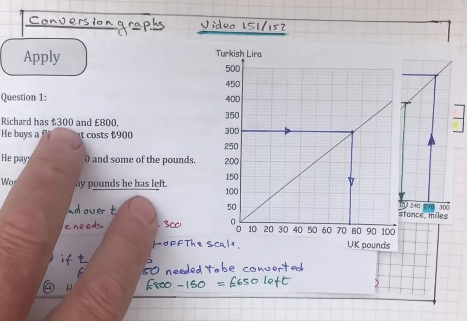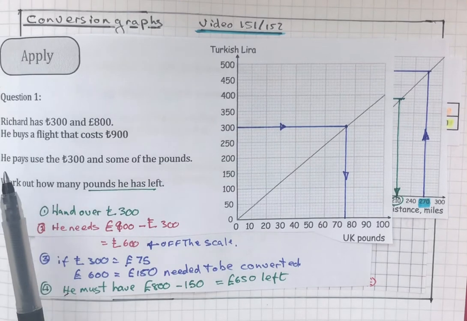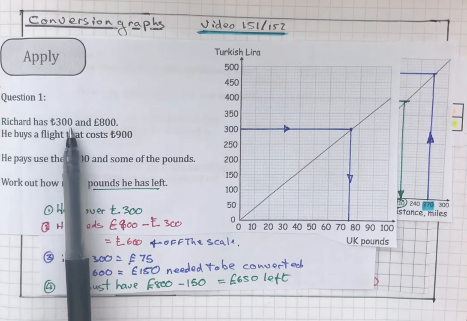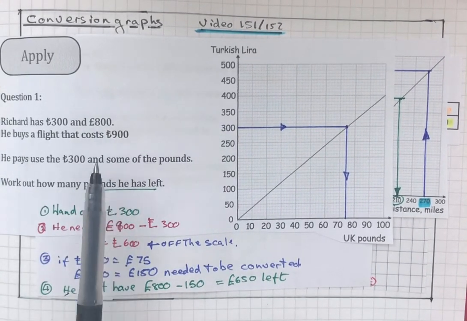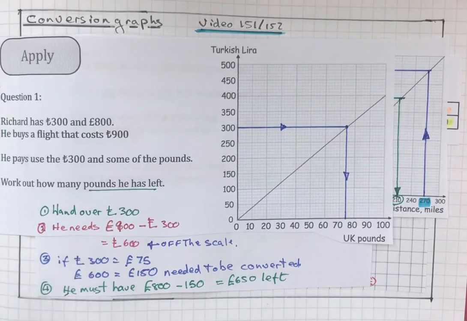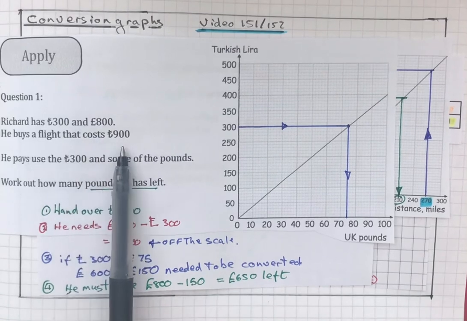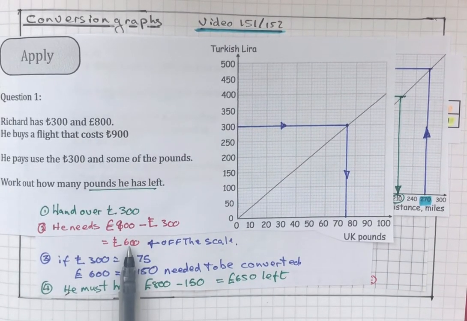Also, third and final question, if you go to the apply, this one there's a little bit extra to it. Richard has gone to Turkey. He has 300 Turkish lira and £800. He buys a flight that costs 900 Turkish lira. He pays using the 300 Turkish lira and some of the pounds. Work out how many pounds he has left. Okay, so if he hands over 300 for the 900 that he needs, an extra 600 Turkish lira.